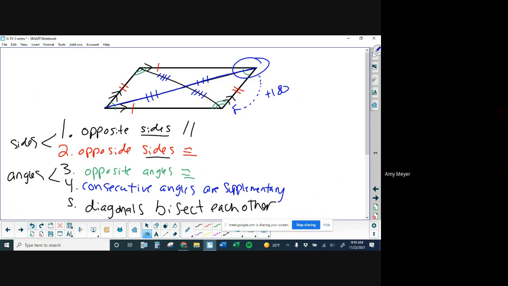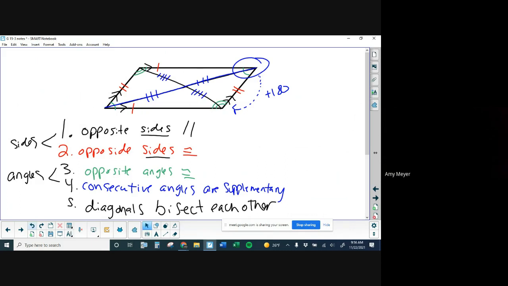Okay, so those are your 5 properties. Again, 2 things about sides. They are parallel, never touch, both sets. The sides are also the same length, both sets of sides, opposite. Angles. Opposite angles are congruent. You have 2 sets of those. Consecutive angles are supplementary. An angle and the one next to it add to 180. Finally, the diagonals bisect each other. The diagonal is cut into 2 equal parts. The other diagonal is cut into 2 equal parts.